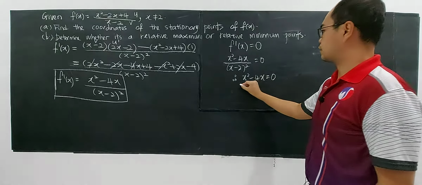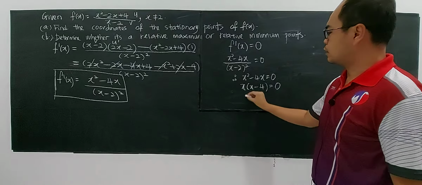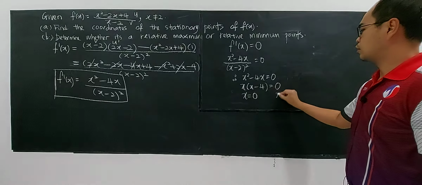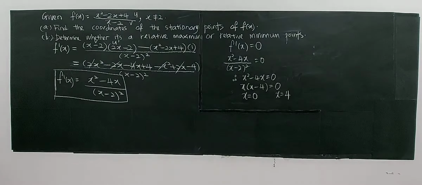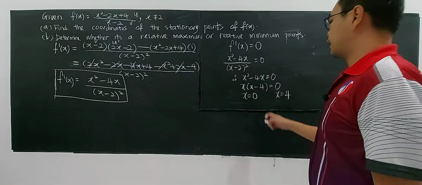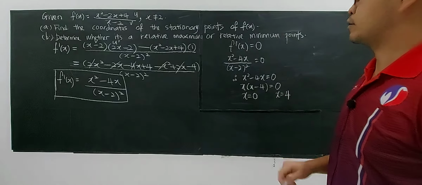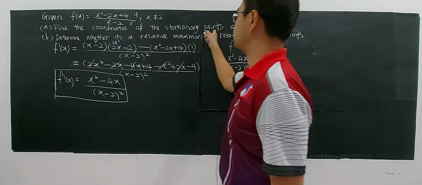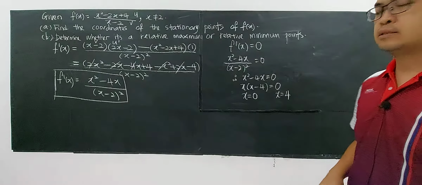So you factorize, you have x times x minus 4 equals 0. Then you're getting two stationary points: x equals 0 and x equals 4. At these two points, you have stationary points. Further, we want to know whether this point is a relative maximum or relative minimum point. But before that, we have to find the coordinates of the stationary point. So x equals 0 and x equals 4 are the stationary points.